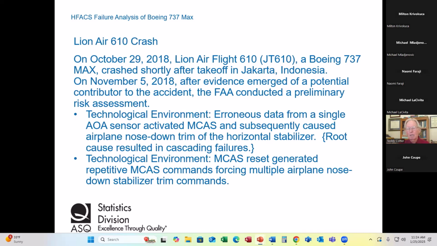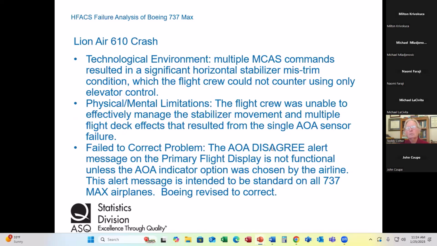Another technological environment failure: MCAS reset generated repetitive MCAS commands, forcing multiple airplane nose down stabilizer trim commands, i.e. the pilots would pull up, MCAS would push the nose back down. Another technological environment failure: multiple MCAS commands resulted in a significant horizontal stabilizer mistrim condition, which the flight crew could not counter using only elevator control.